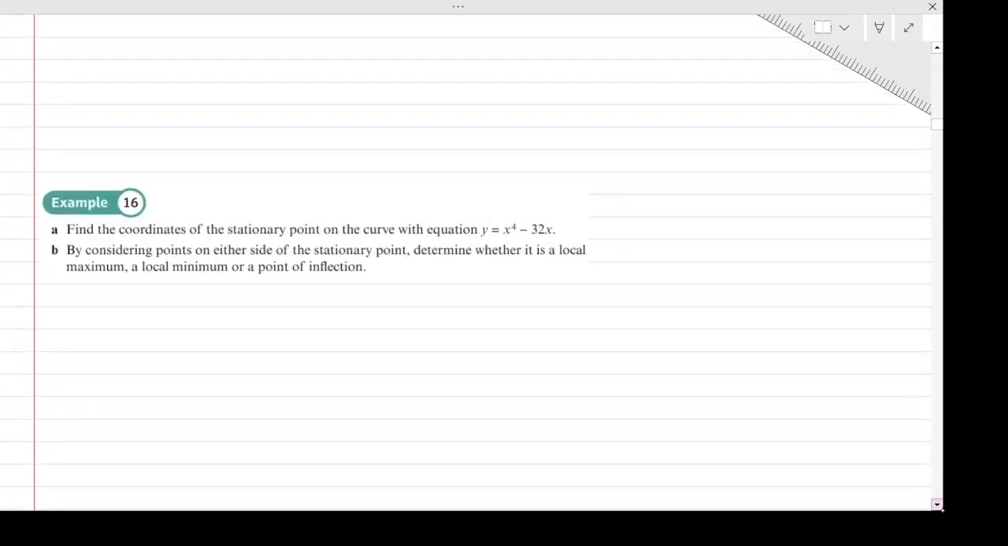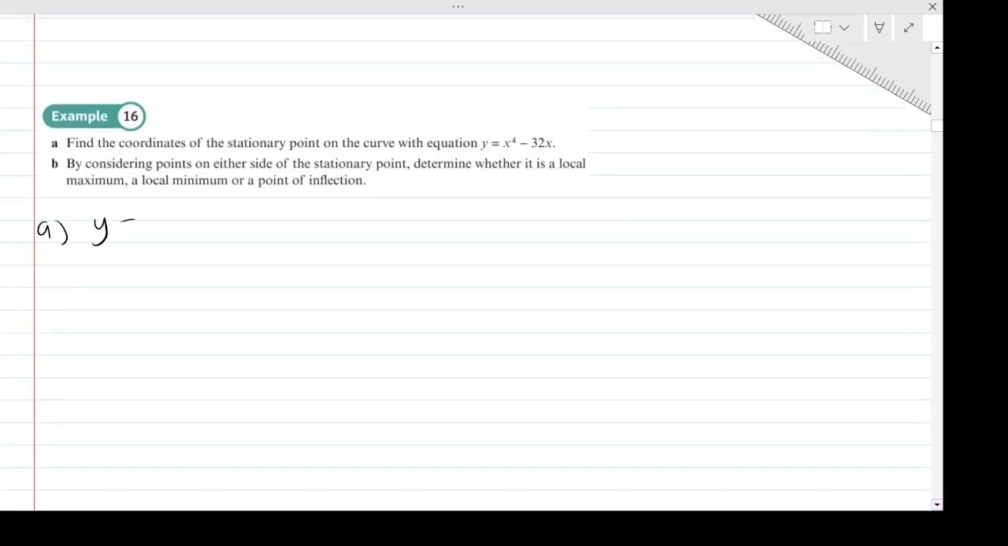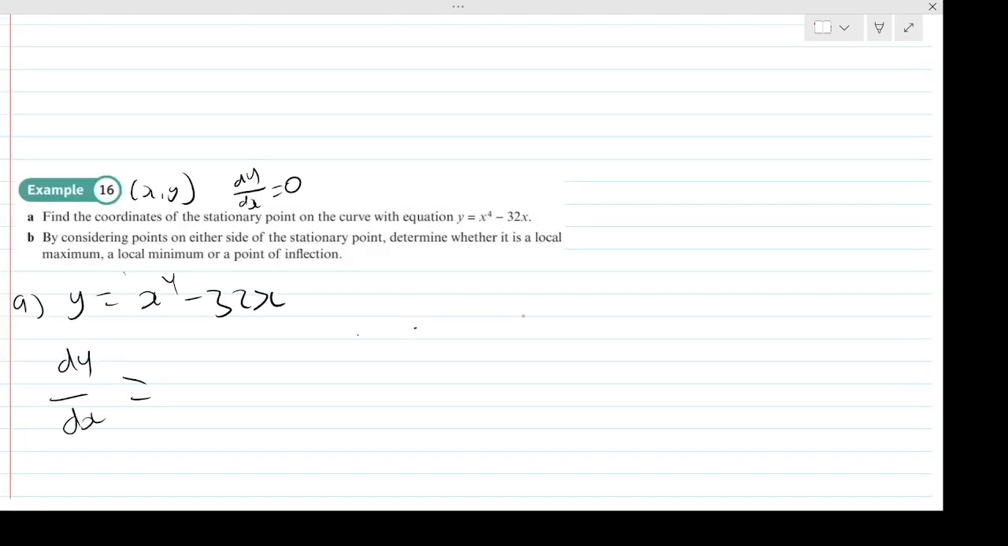We're told, firstly, to find the coordinates of the stationary point on the curve. The curve is y equals x to the 4 take away 32x. For the stationary point, you should remember the gradient dy/dx has to equal 0. So if we differentiate this, it would be 4x cubed minus 32.